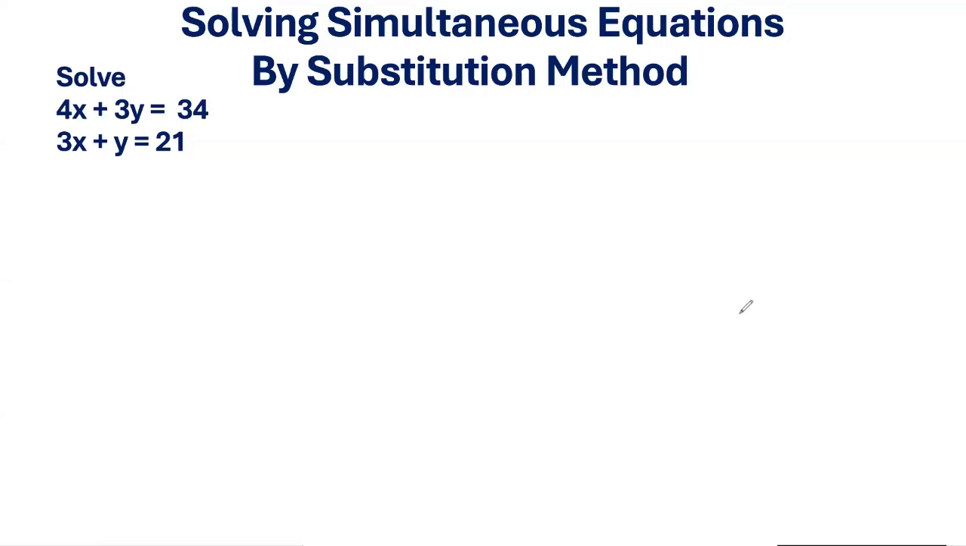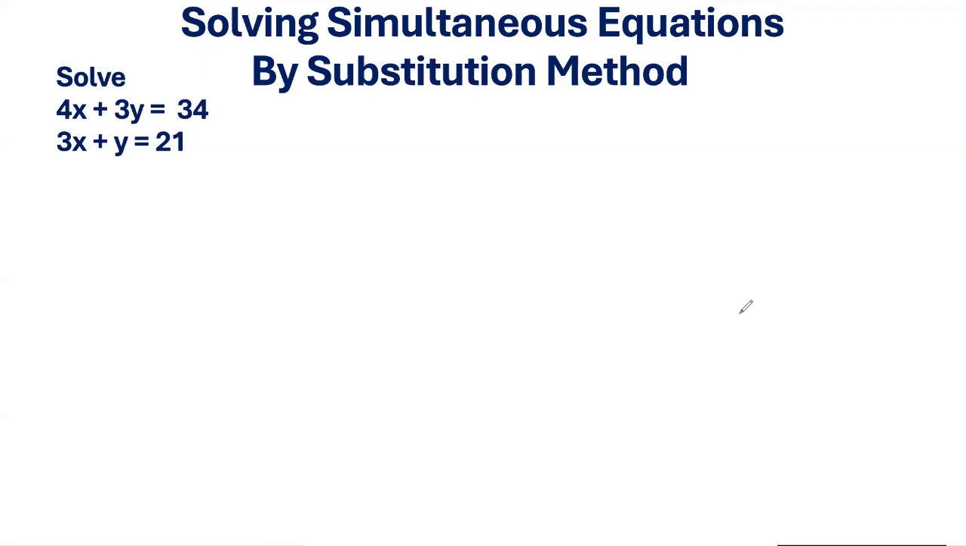Solving simultaneous equations by substitution method. Two simultaneous equations are given: 4x plus 3y is equal to 34, and 3x plus y is equal to 21. You will solve by substitution method.